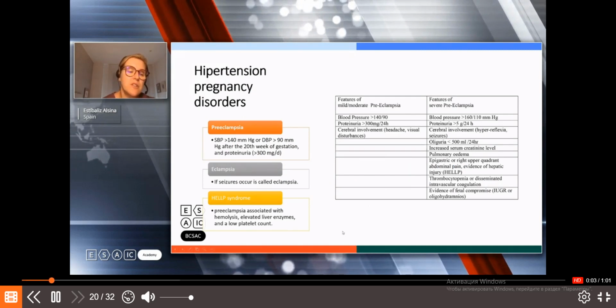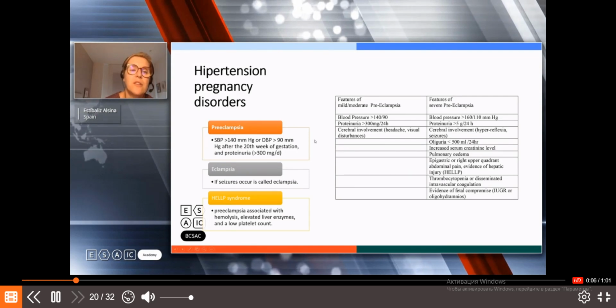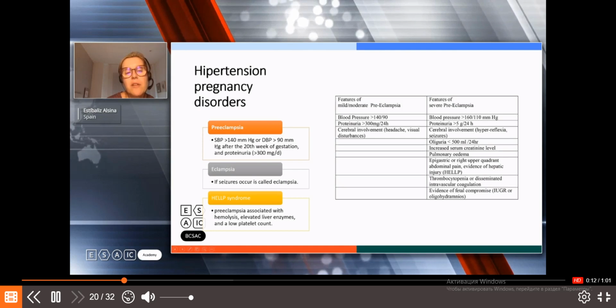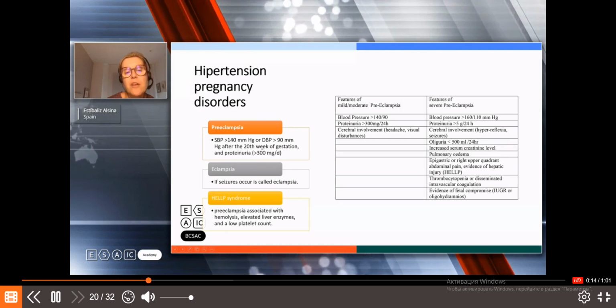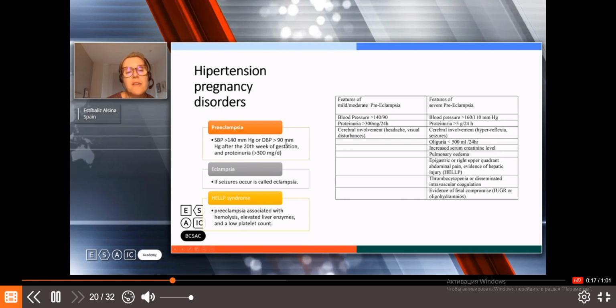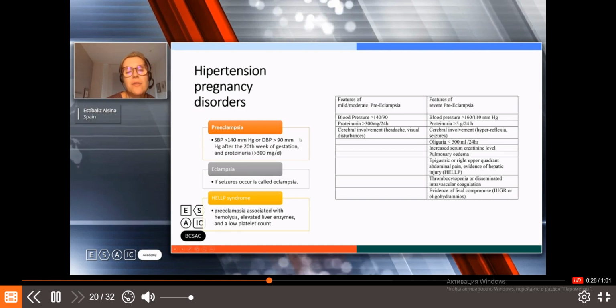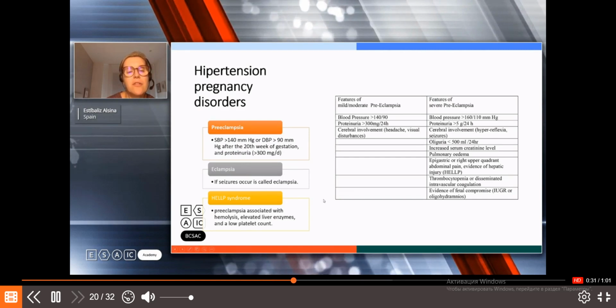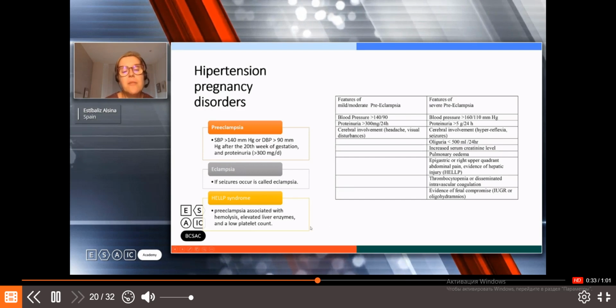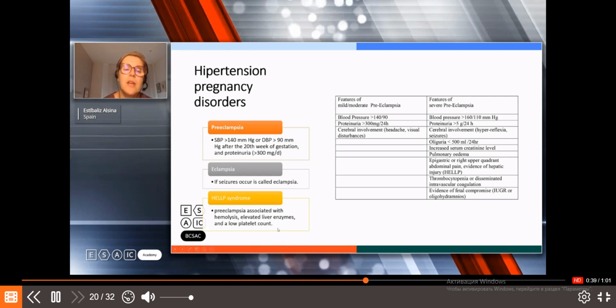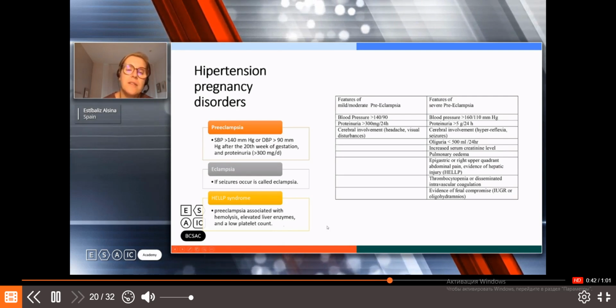You have to know the definitions for the exam of the hypertensive pregnancy disorders. Preeclampsia is considered when we have a systolic blood pressure over 140 or diastolic over 90 after 20 weeks of gestation, and it is always with proteinuria and edema. Eclampsia is considered if we add seizures to the preeclampsia. And HELLP syndrome is considered preeclampsia with hemolysis, elevated liver enzymes, and low platelet count. And this can go to DIC.